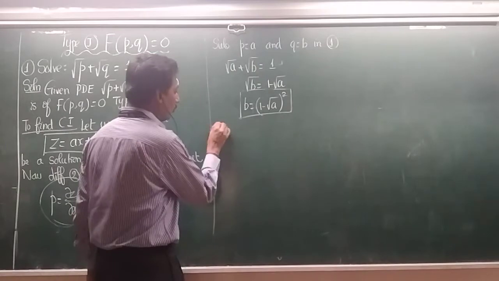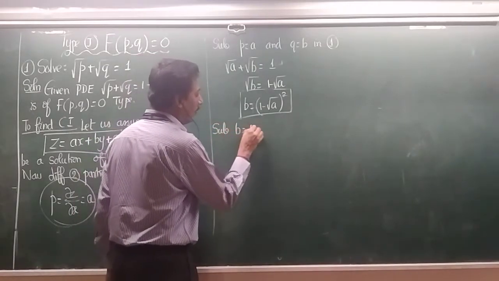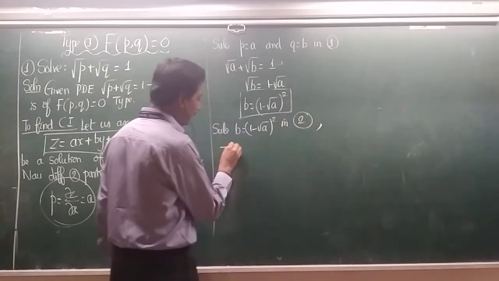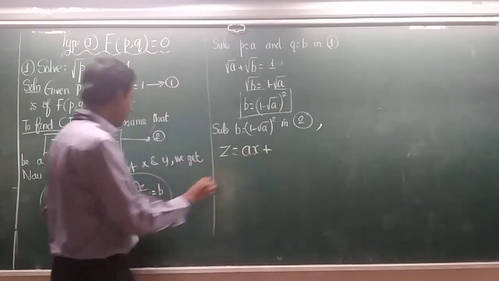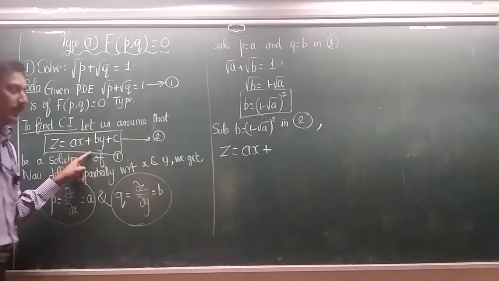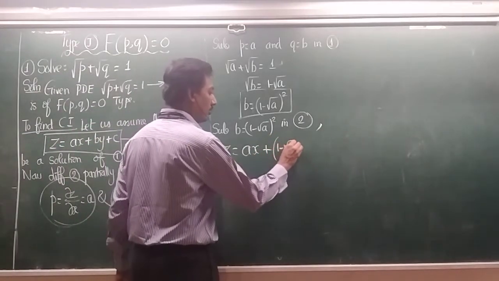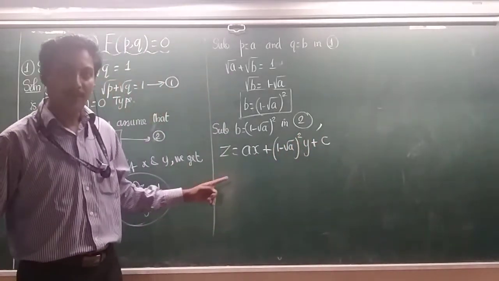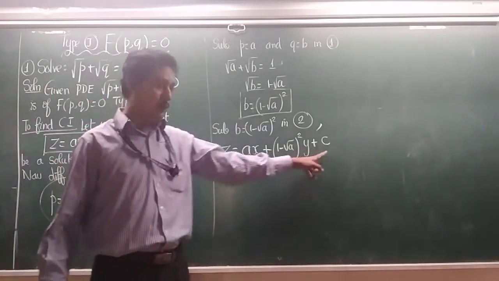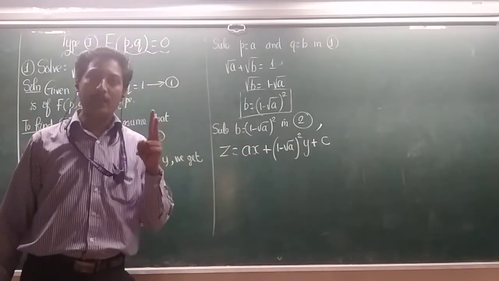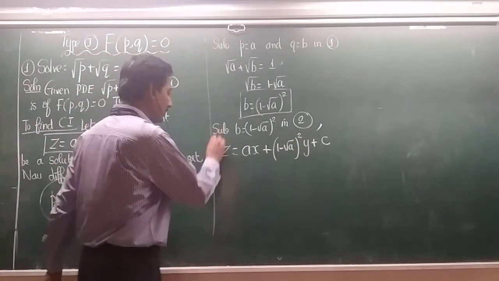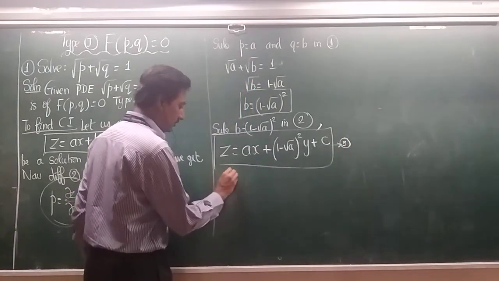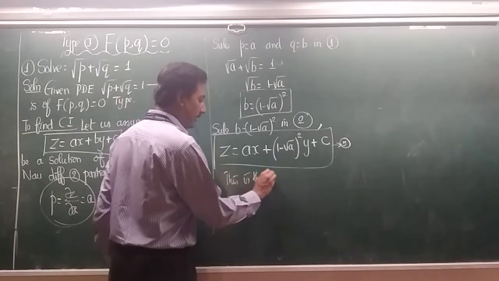Now after getting the b value, once again substitute the b value, 1 minus root a to the whole square, in the equation number 2. I am getting that z is equal to ax. See that equation number 2, z equal to ax plus by. What's b now? The b is now 1 minus root a to the whole square into y plus c. Now can you count the number of arbitrary constants? a and c, only 2. There are equal number of arbitrary constants and the independent variables x and y. So this is the required complete integral.